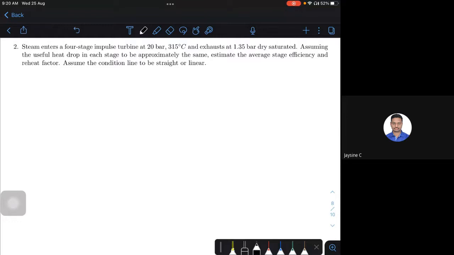That means for the solution, if I try to draw the HS diagram or TS diagram, let me draw the HS diagram itself.